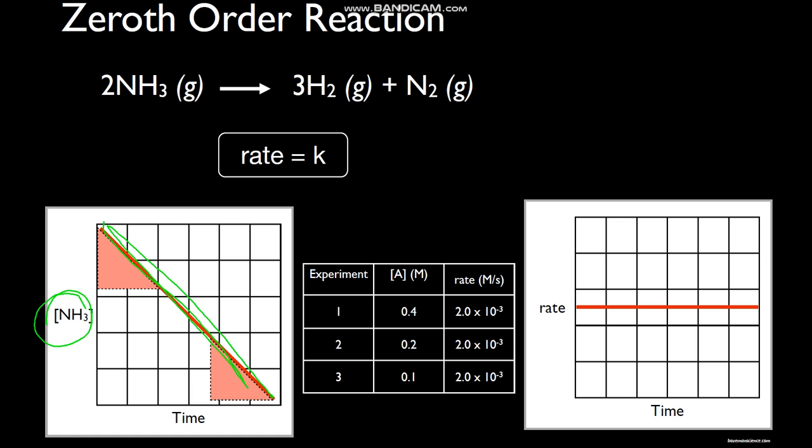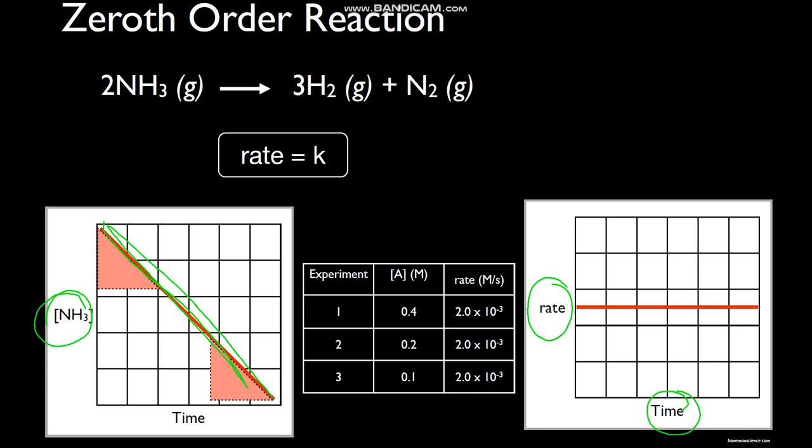So our slope is going to be exactly the same no matter where we are. That is very different from a first or second order rate. So any time that you are looking at the rate versus the time on a graph, your rate would always be constant.